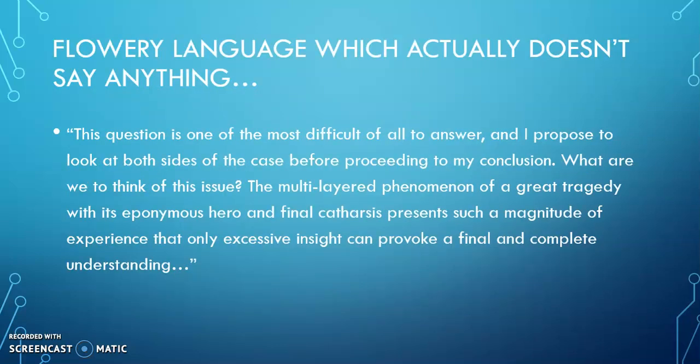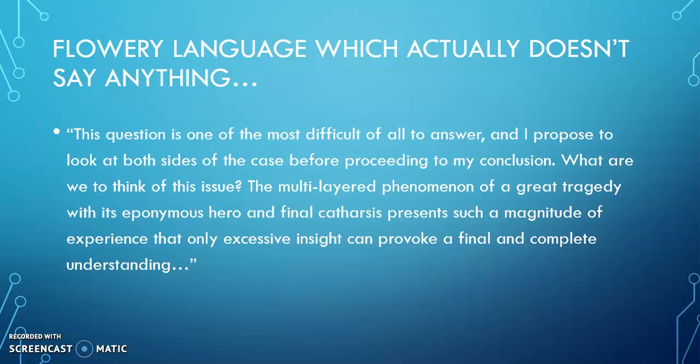This is a passage written by a student. "This question is one of the most difficult of all to answer, and I propose to look at both sides of the case before proceeding to my conclusion. What are we to think of this issue? The multi-layered phenomenon of a great tragedy, with its eponymous hero and final catharsis, presents such a magnitude of experience that only excessive insight can provoke a final and complete understanding."